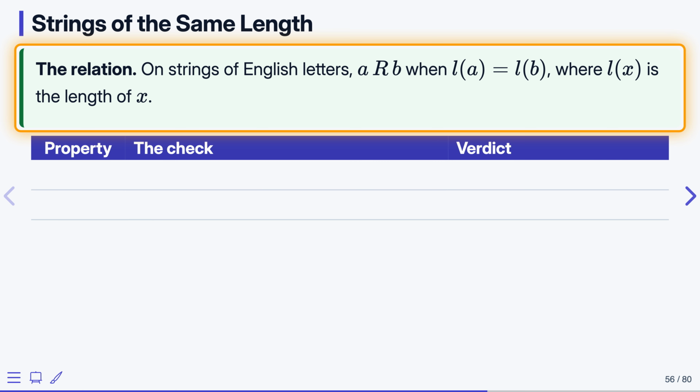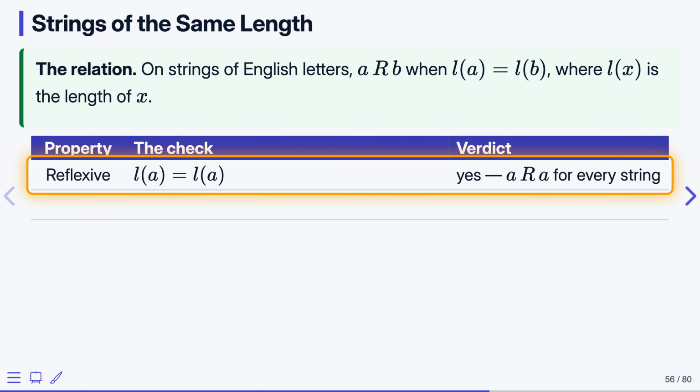Let's try an example with strings. A string is just a row of letters, like a word. We say A is related to B when the length of A equals the length of B. The length is the number of letters. So 2 strings are related when they have the same number of letters.